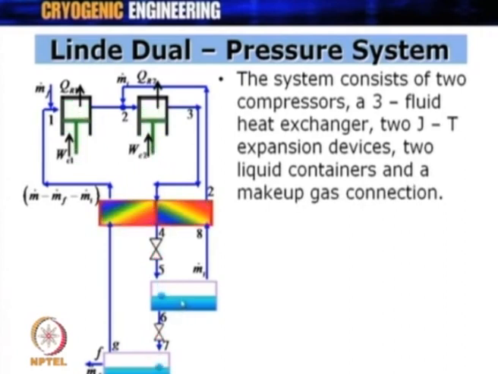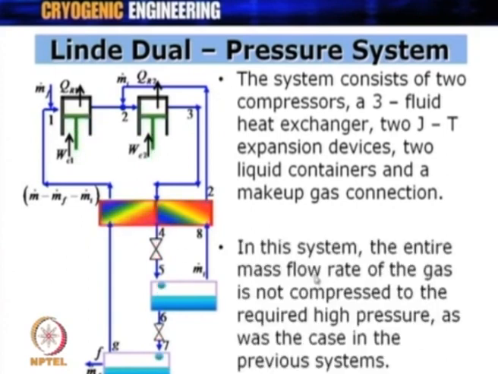So, you got two connections, two containers, one over here, and here you got a makeup gas connection, m dot f, at this point. So, this is what a Linde dual pressure system is all about. In this system, the entire mass flow rate of the gas is not compressed to the required high pressure as was the case in our previous systems, and that is the highlight of having a two-stage compressor.